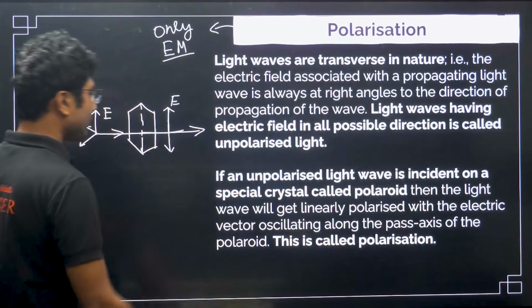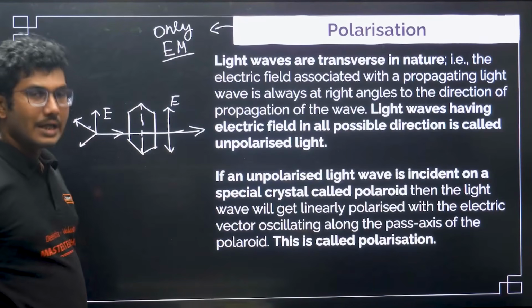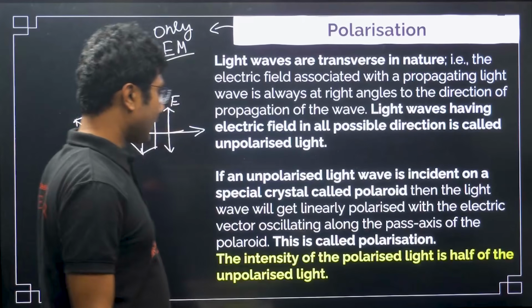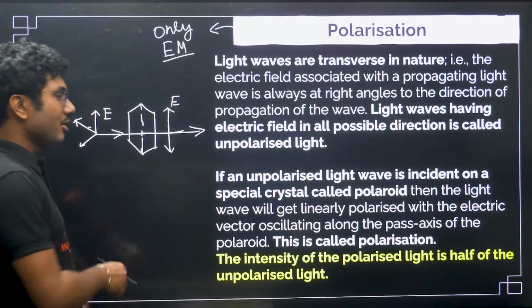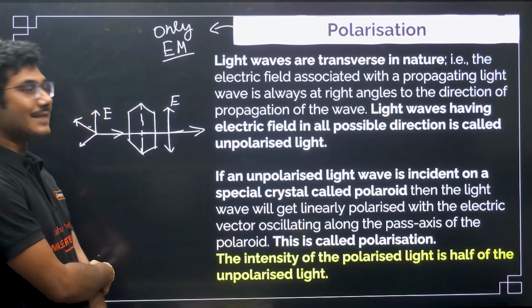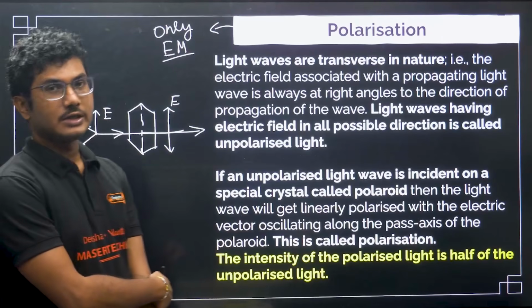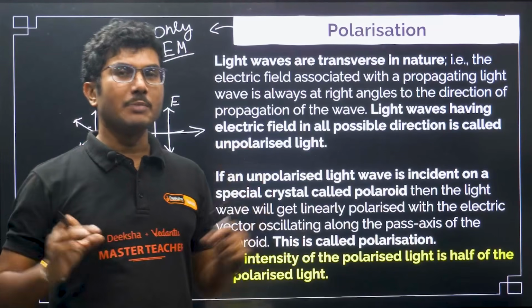This phenomenon is called polarization. The intensity of the polarized light is half of the unpolarized light. Very, very important line.